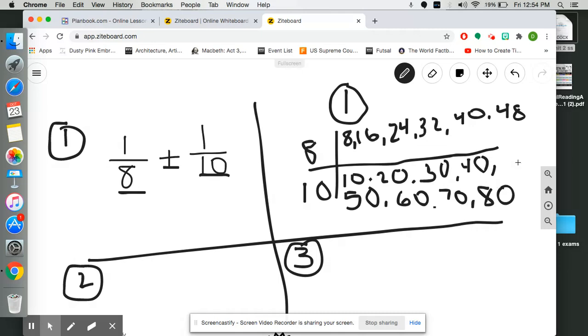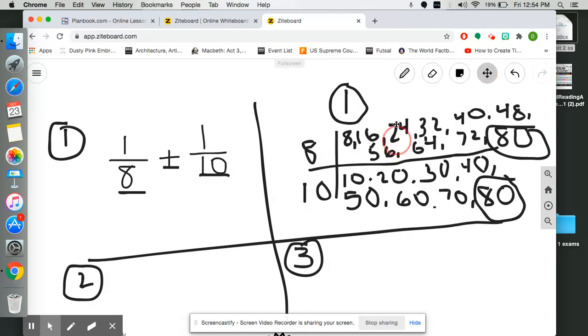Well, I still don't have a common denominator, so I'm going to keep counting by 8s. Now I add 8 to 48, which would make my total 56. Then 64, 72, then I found 80. So I'm going to go ahead and circle 80. That is my common denominator. So step 1 is now complete.